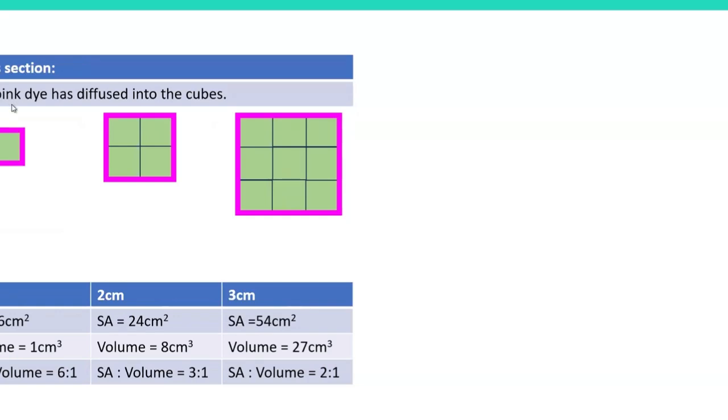So this organism, it's not too bad. It's covered a reasonable proportion of the volume. This one is just the outside. This one is hardly touched. So that's why we need to have these big exchange surfaces to speed up diffusion, like the small intestines and the lungs.